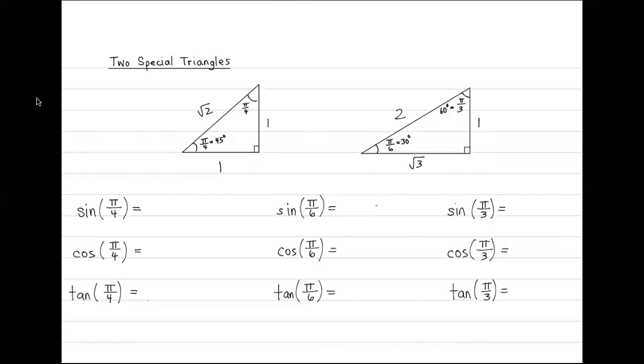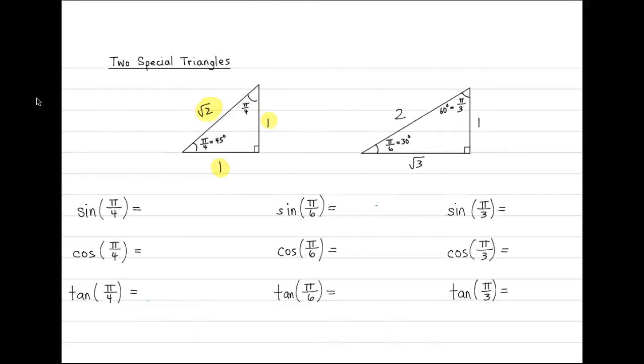Okay, so we're going to talk about two very special right triangles. The first one here, you'll notice that the angle in it is pi over 4 or 45 degrees, and that's actually in both corners of that triangle. We know that if those are the two angles in that triangle, the side lengths are going to follow the ratio of these two sides being 1, and then the hypotenuse side needs to be root 2.